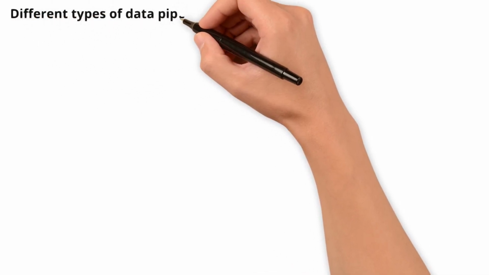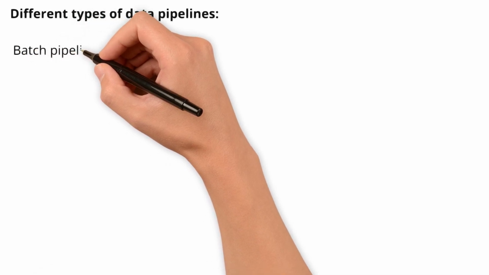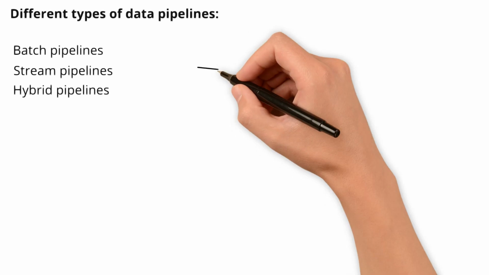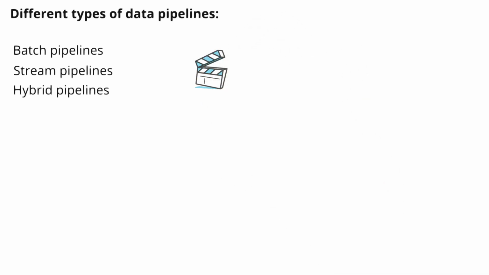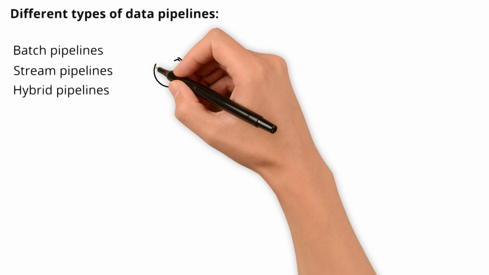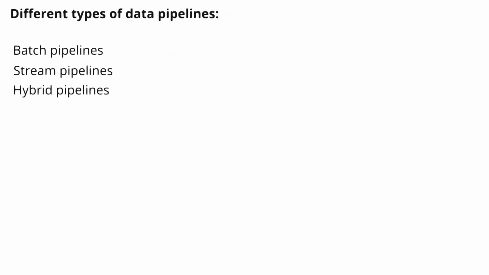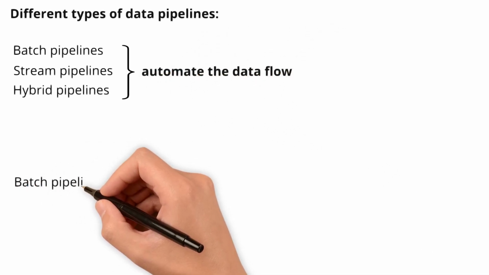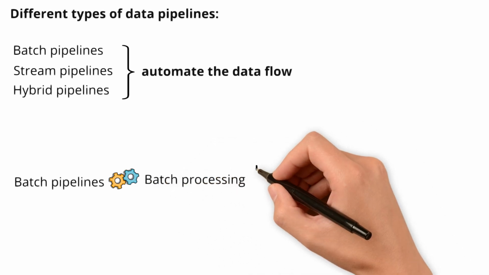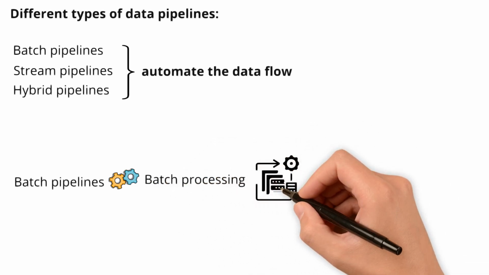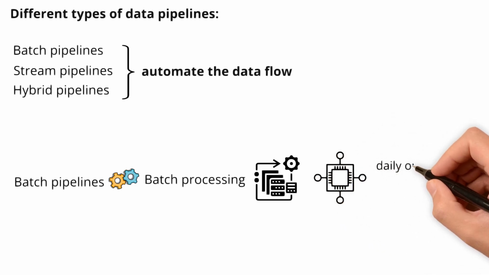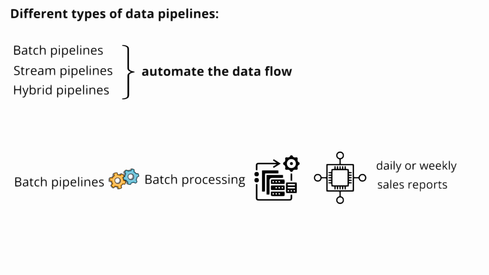There are different types of data pipelines depending on your needs: batch pipelines, stream pipelines, and hybrid pipelines. If you have already watched the video on batch processing and stream processing, I'm sure you're wondering what the difference is between these two. As I said before, these pipelines automate the data flow, meaning batch pipelines automate batch processing, where they accumulate a significant amount of data and then process it all at once. These are ideal for processing large data sets periodically, like daily or weekly sales reports.